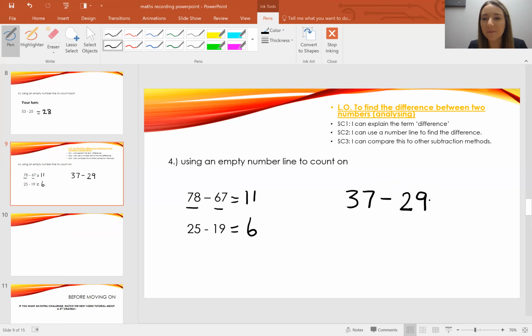Have you done that? Well done. The answer was 8. If you didn't get that right, have another go and see where you might have gone wrong. Okay, so if we look back at our learning objective now, we've been able to explain the term difference, and we know that subtraction is when we're finding how many numbers are between two numbers. And you can use a number line to find the difference. You've just had a go at doing that.